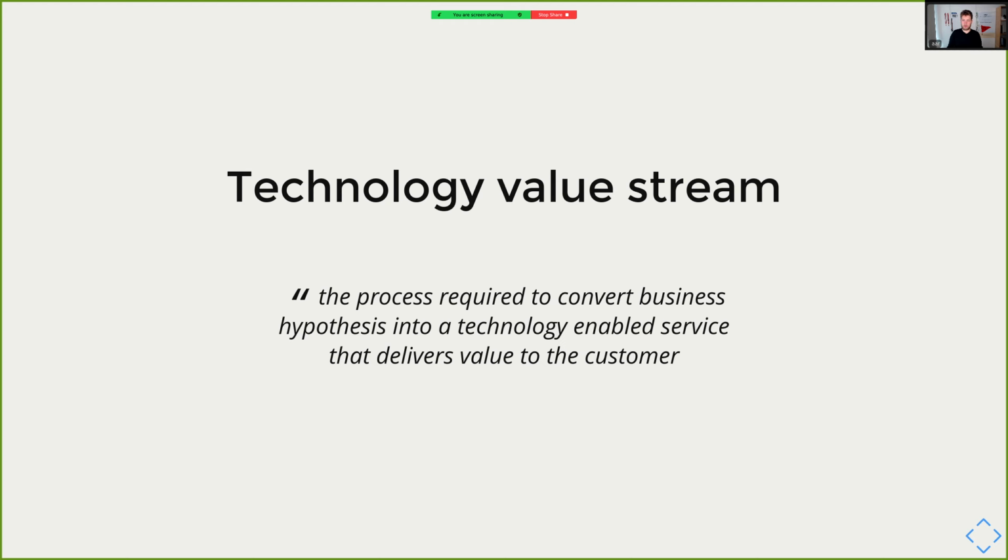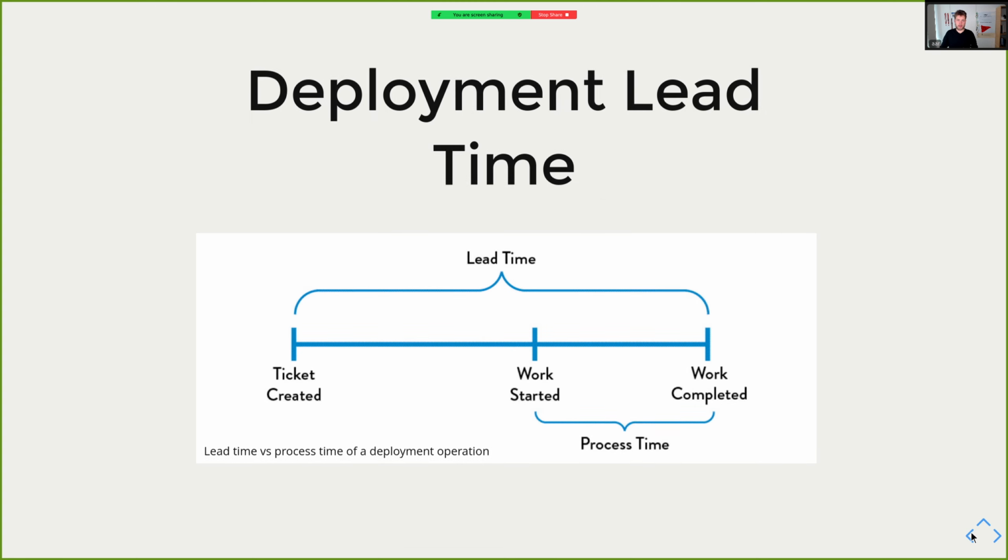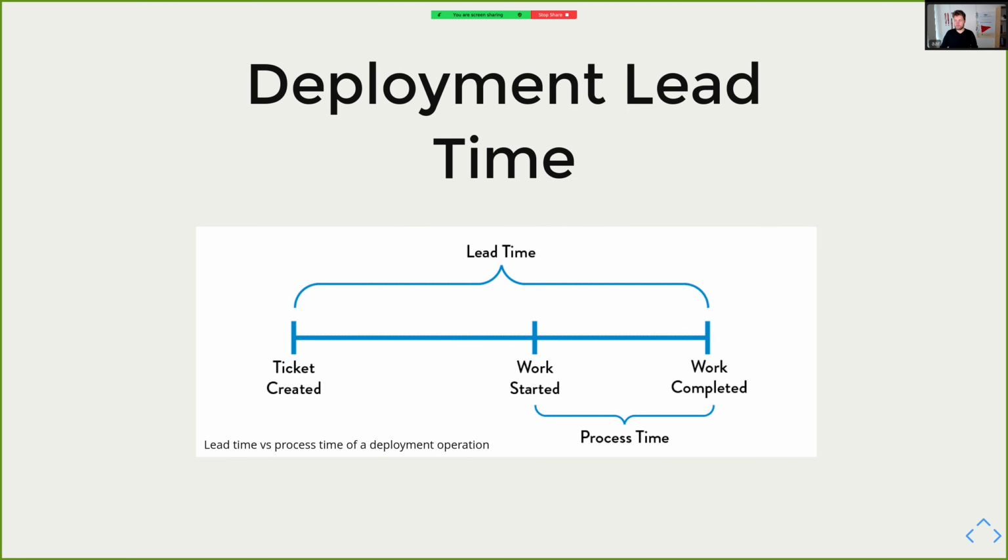And there are 3 key metrics in the technology value stream. We have lead time, process time, and percentage complete and accurate. So let's look at lead time and process time. Lead time starts when a request is made and ends when it is fulfilled. The process time starts only when we begin work on the customer request. It omits the time that the work is in queue waiting to be processed.